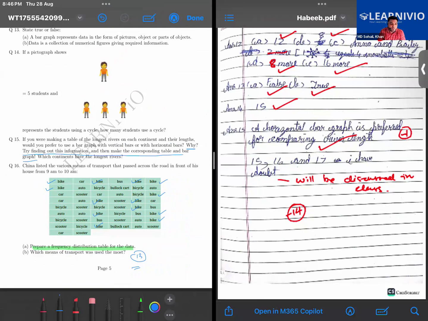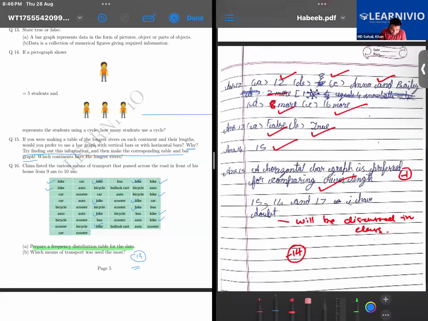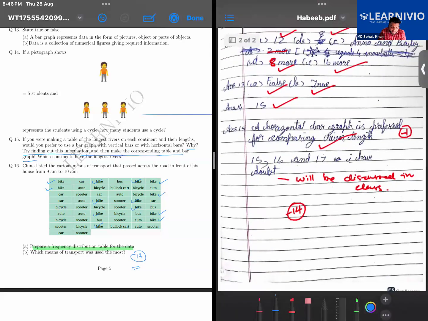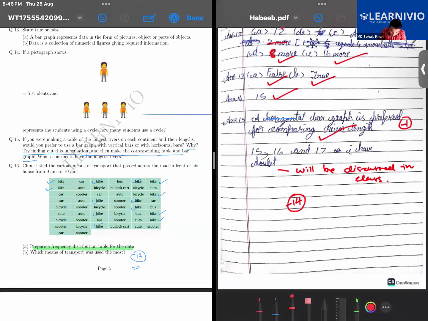Habib, turn your camera on while I'm discussing it. Your answer sheet is being discussed now. Turn your camera on. Like Khaja had drawn a bar graph in question number 15. So you were also supposed to draw the bar graph for this. Although your answer is correct that a horizontal bar graph will be preferred, that is correct. But your answer is incomplete, hence 1 mark was deducted in this.